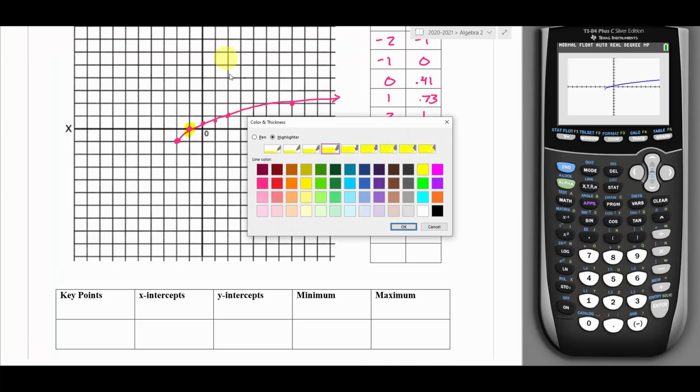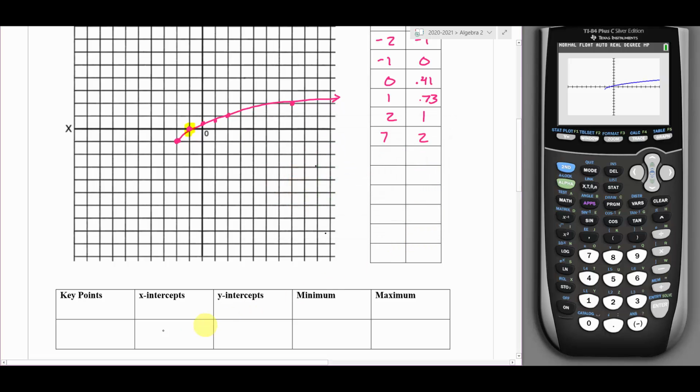Okay, so let me grab my pen again, and I'm going to write that point down as my x-intercept. There we go. And that point occurs at -1, 0. Okay, so when they ask you for an x-intercept, make sure you write your x-intercept as an ordered pair, because it is a location on a graph.